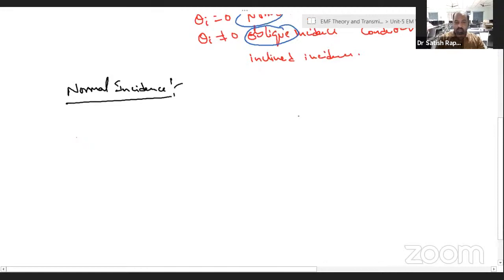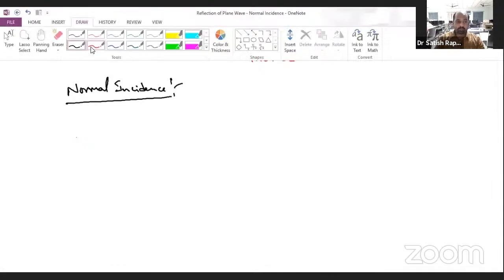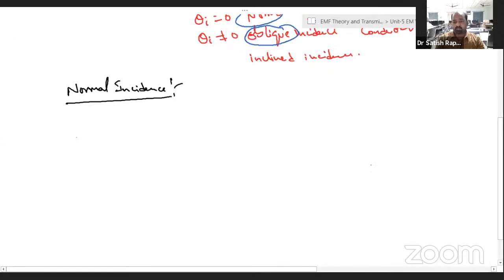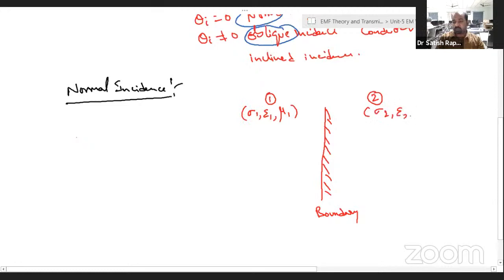Let us say here I will consider a boundary. It may be any type of boundary. So this is the boundary between two regions. This is region 1 and this is region 2. Region 1 is characterized by sigma 1, epsilon 1, mu 1, and region 2 is characterized by sigma 2, epsilon 2, mu 2, right?